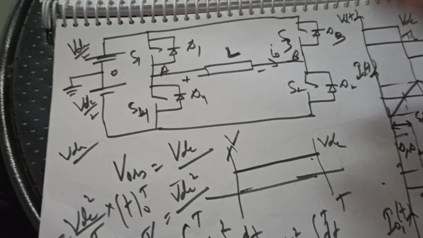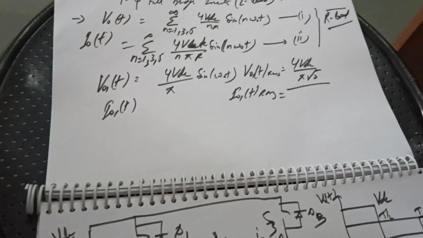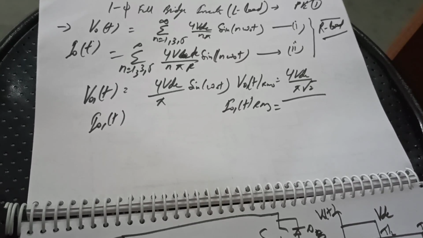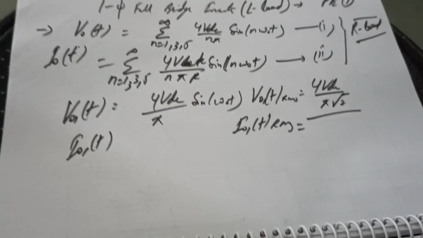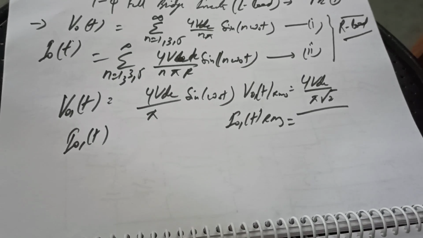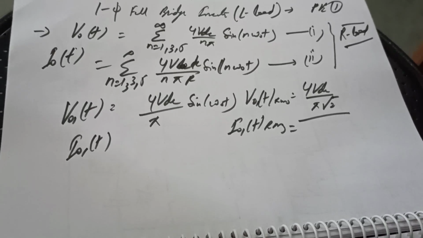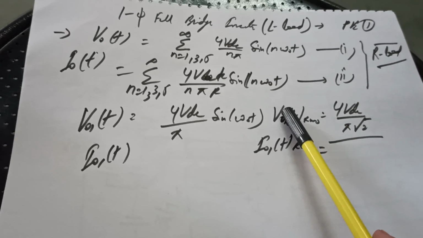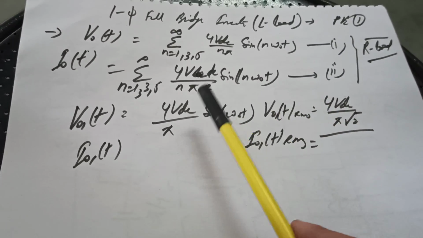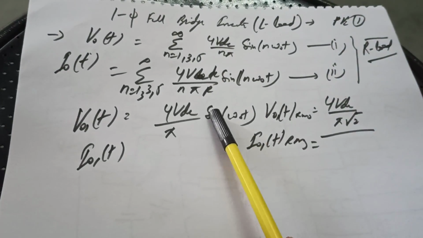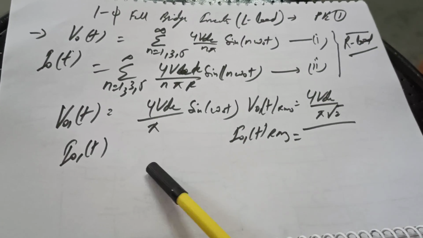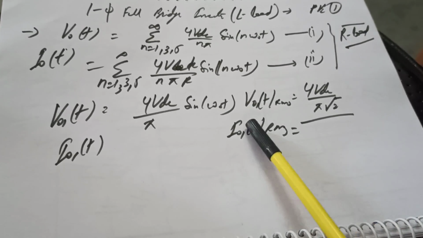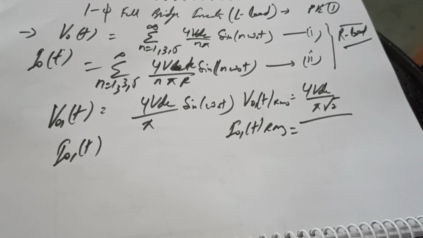Now, analysis of single phase full bridge inverter with L load. Because our R load is very easy to understand, and we have covered it in the half bridge inverters, I am directly moving to the L load. The voltage expression will be 4 VDC by n pi sin n omega naught t. That is very easy to understand. This is for R load. The current will be simply this voltage divided by R, for n equal to 1, 3, 5 up to infinity. V0, the fundamental value of voltage, will be 4 VDC by pi. The RMS value of the fundamental component is 4 VDC by pi root 2.